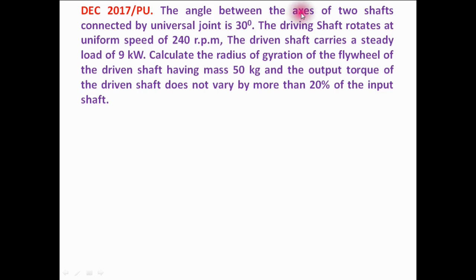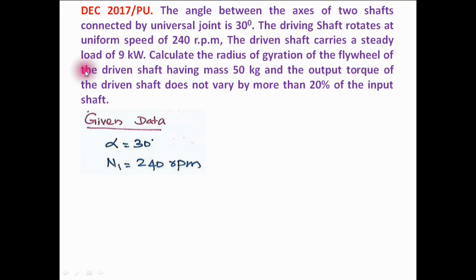The angle between the axes of two shafts connected by a universal joint is 30 degrees. Alpha equal to 30 degrees. The driving shaft rotates at a uniform speed of 240 rpm. Input speed is 240 rpm. The driven shaft carries a steady load of 9 kW. 9 kW, that means it's a power. Power equal to 9 kW.